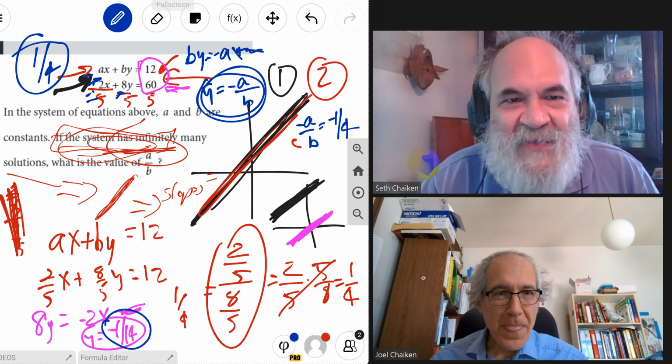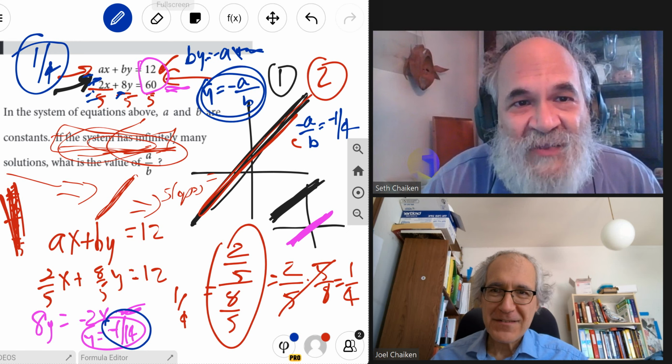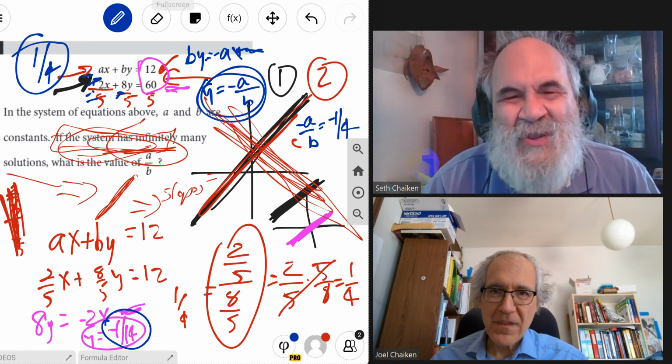Oh, by the way, in this problem, the two lines have negative slope. They're more like this than like that.